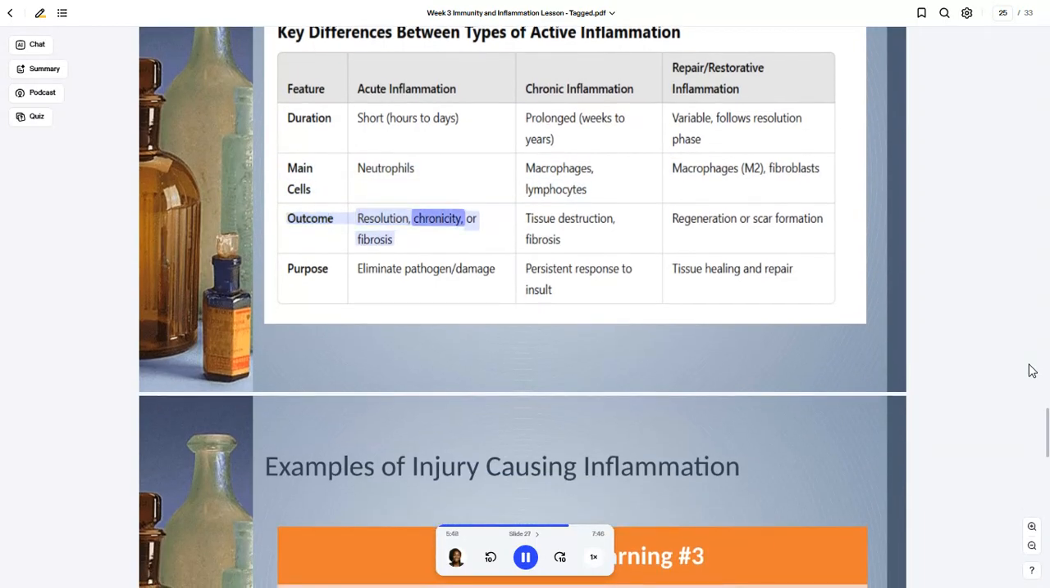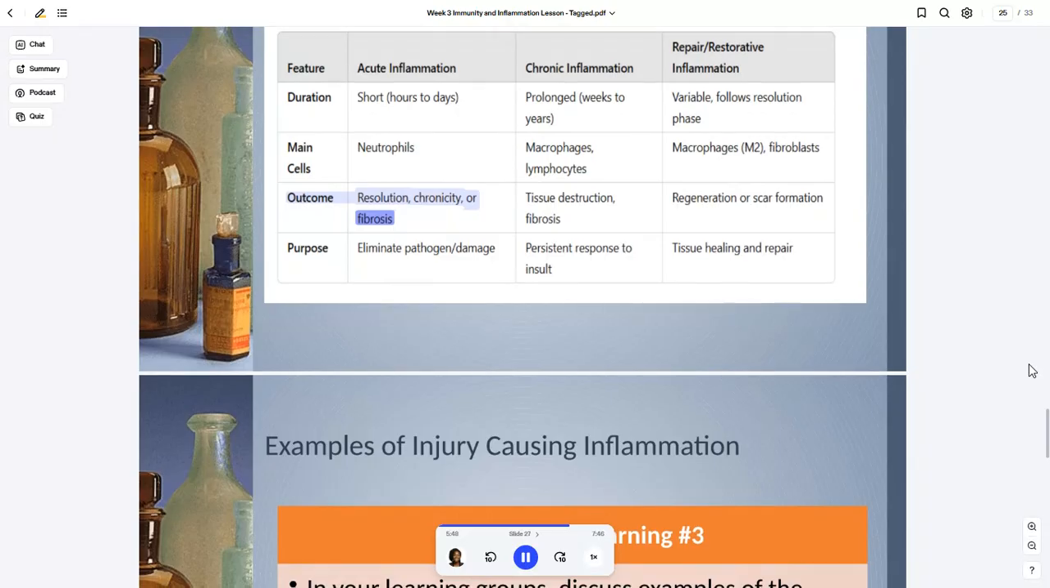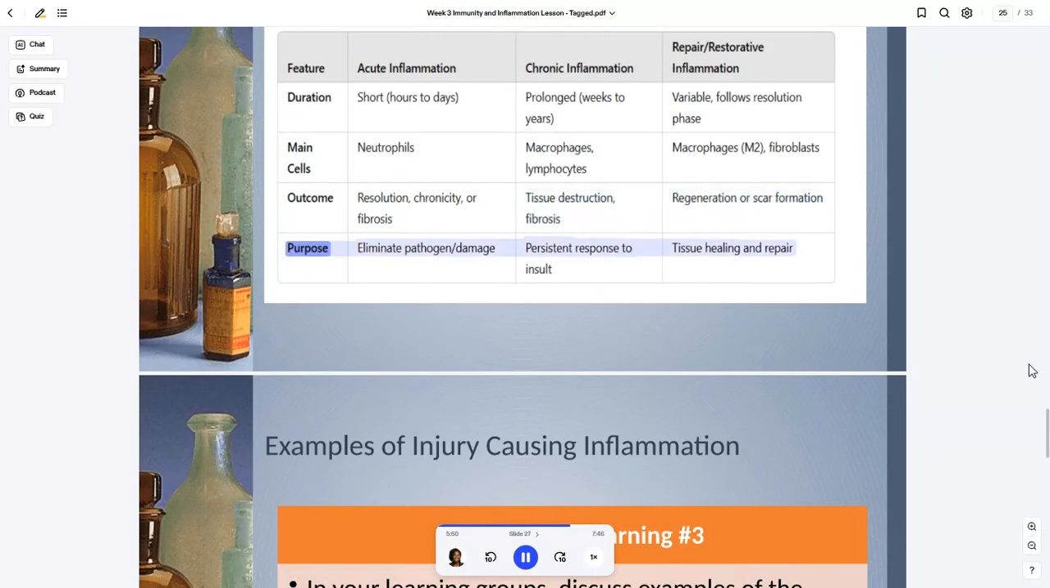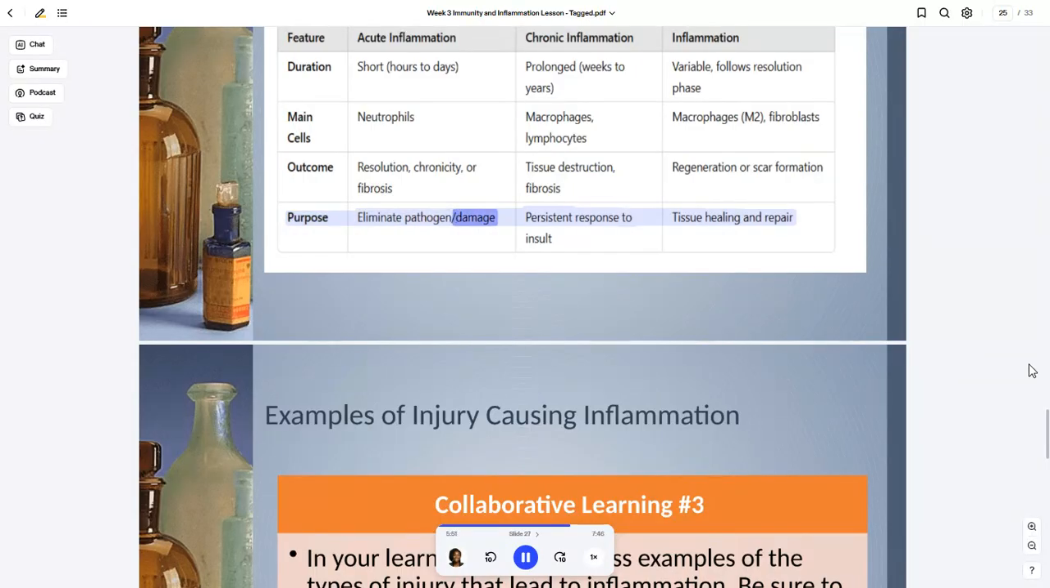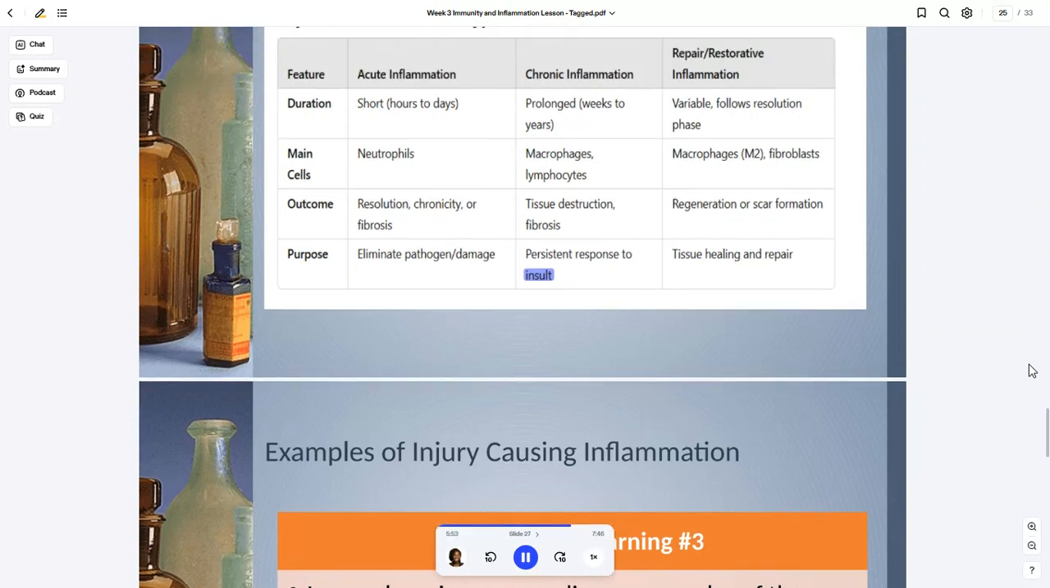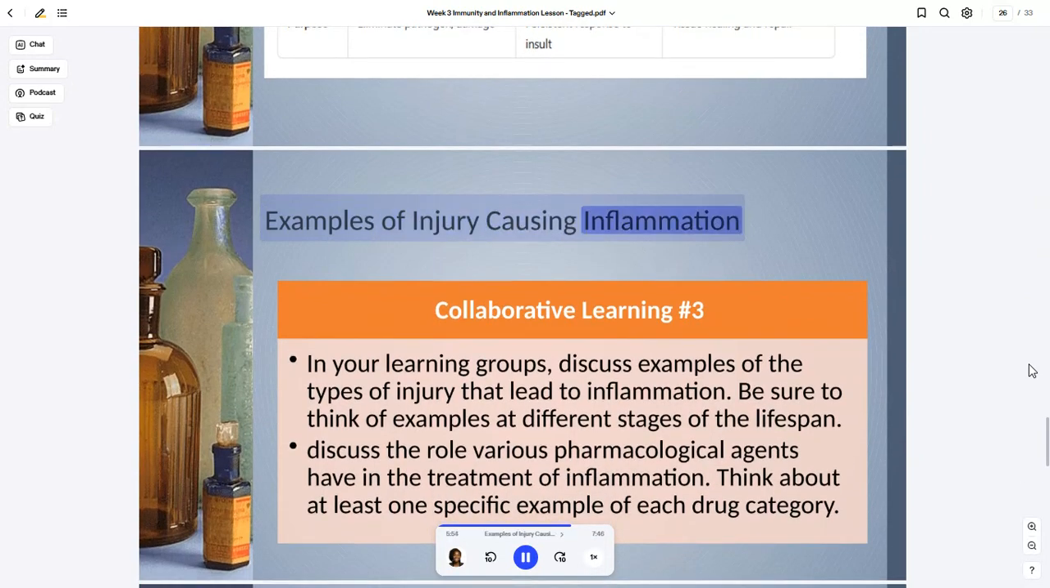Outcome: resolution, chronicity, or fibrosis. Tissue destruction, regeneration, or scar formation, fibrosis. Purpose: eliminate pathogen; damage, persistent response; tissue healing and repair. Insult. Examples of injury causing inflammation.